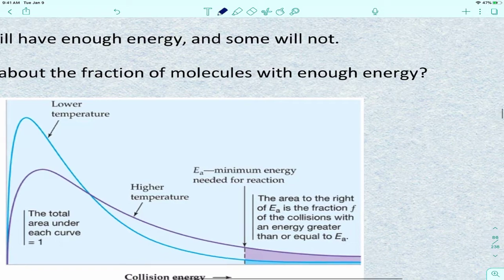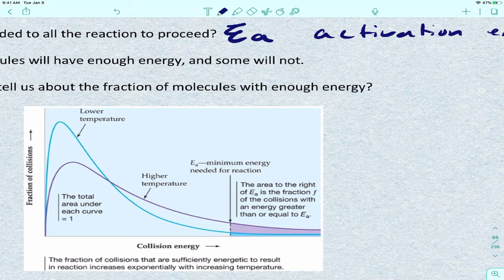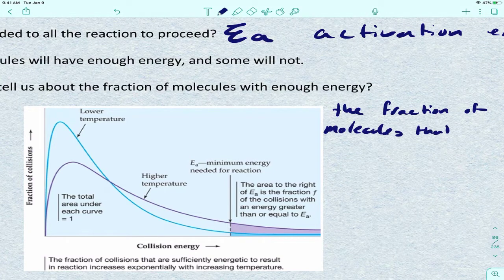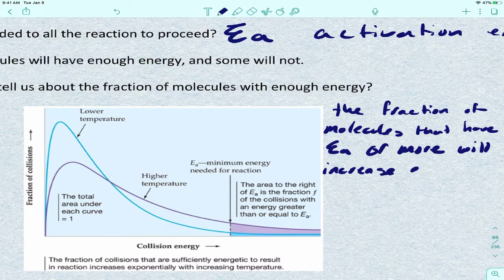So looking at this graph, the fraction of molecules that have activation energy, E sub A, or more, will increase exponentially with increasing temperature.